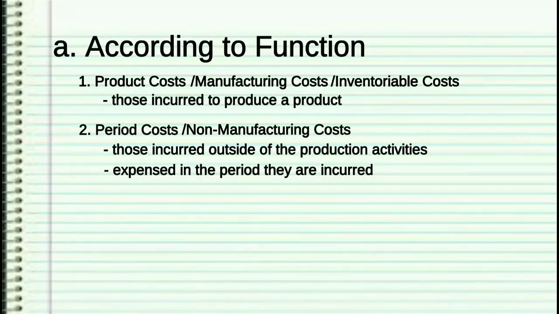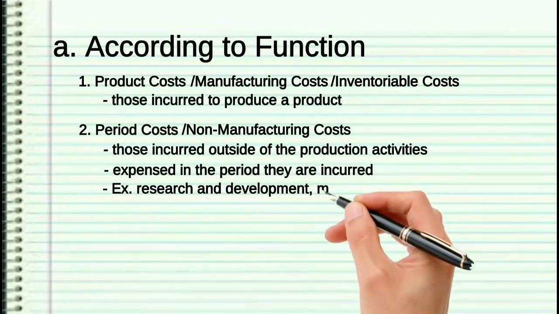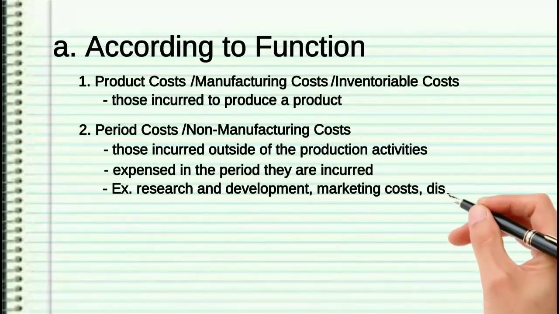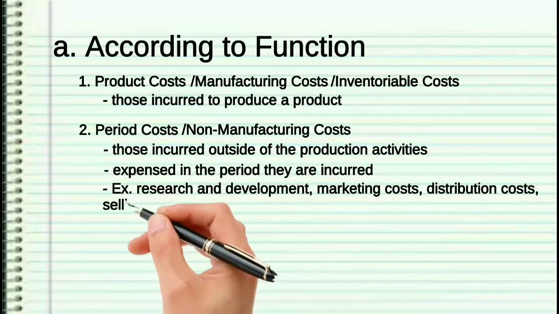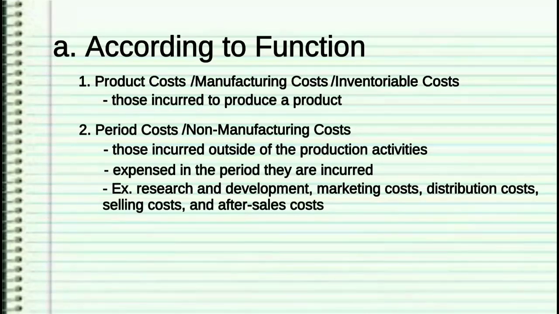Since itong period costs ay yung mga na-incur outside sa production, tinatawag din na non-manufacturing costs ang period costs. Examples of period costs or non-manufacturing costs are: first, research and development; second, marketing costs; third, distribution costs; fourth, selling costs; and fifth, after-sales costs. Kung titignan natin yung mga examples, masasabi natin na lahat ng mga yan ay costs na hindi na-incur sa production or hindi na-incur sa pag-manufacture ng product.